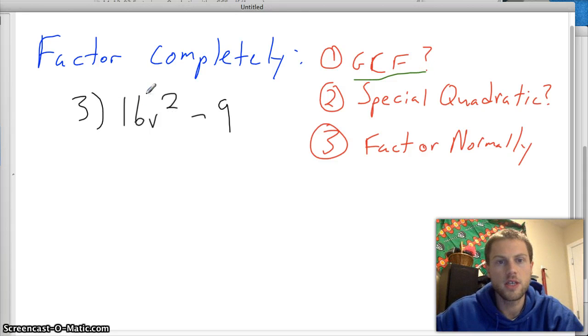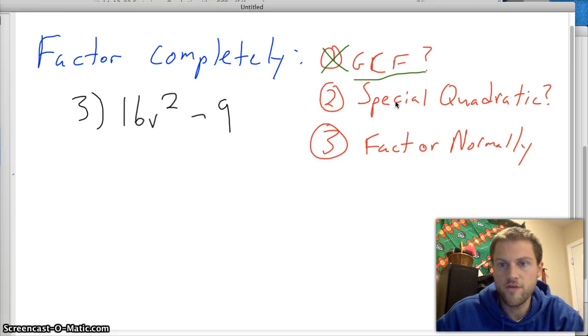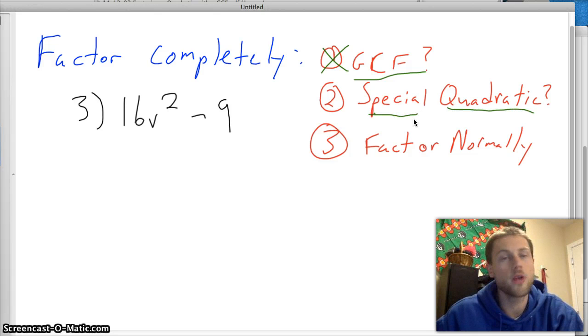So I've got a 16v squared and minus 9. I'm looking for any common factors between these two, and I'm not seeing any. So nope, no GCFs. Next, I'm looking to see, is this thing a special quadratic? So those special quadratics are the difference of squares, or the product of a binomial squared. And really the tip-off is to look at your C term, and I want to see if that C term is a perfect square. And it looks like it is.